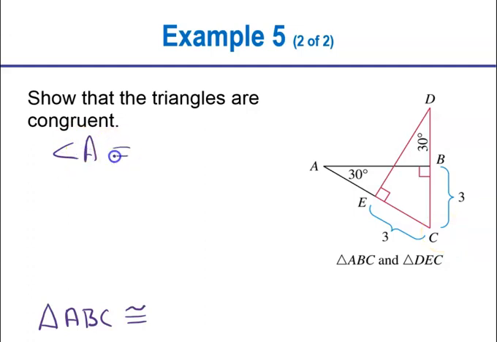So angle A is congruent. Is there another 30-degree angle? Sure is. That's up there at angle D. Okay, so we have an angle that matches. All right. Notice I'm looking back at ABC.